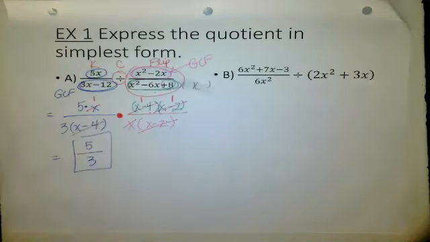All right, letter B, 6x squared plus 7x minus 3 over 6x squared divided by 2x squared plus 3x.